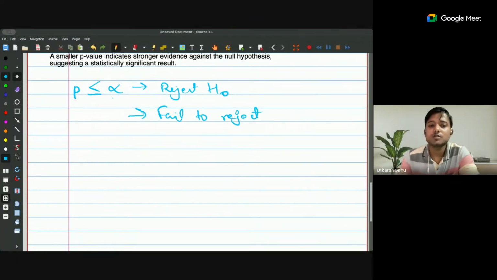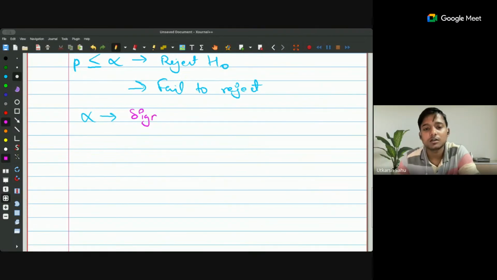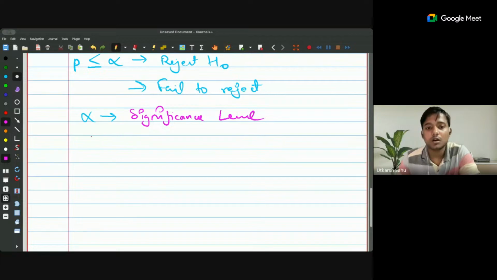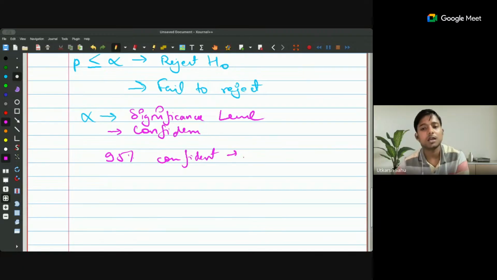Okay, and what is your alpha? Sometimes you will see this in your question paper. Alpha is what? Can anyone tell me the name? Alpha is called the significance level. There is another word which is known as confidence level, or you can say confidence interval. So generally you will see questions writing 95% confident. What does this mean? This means my alpha would be 1 minus 95%, which is the same as 0.05.